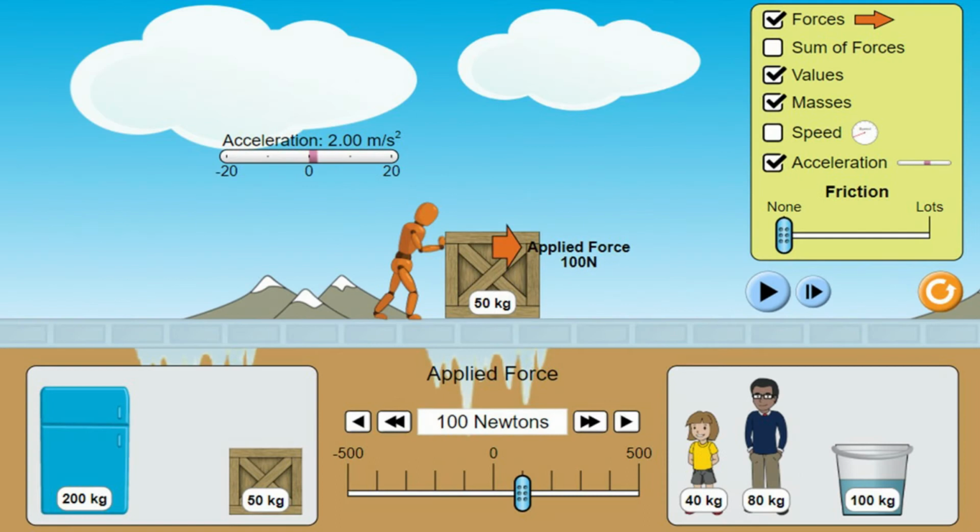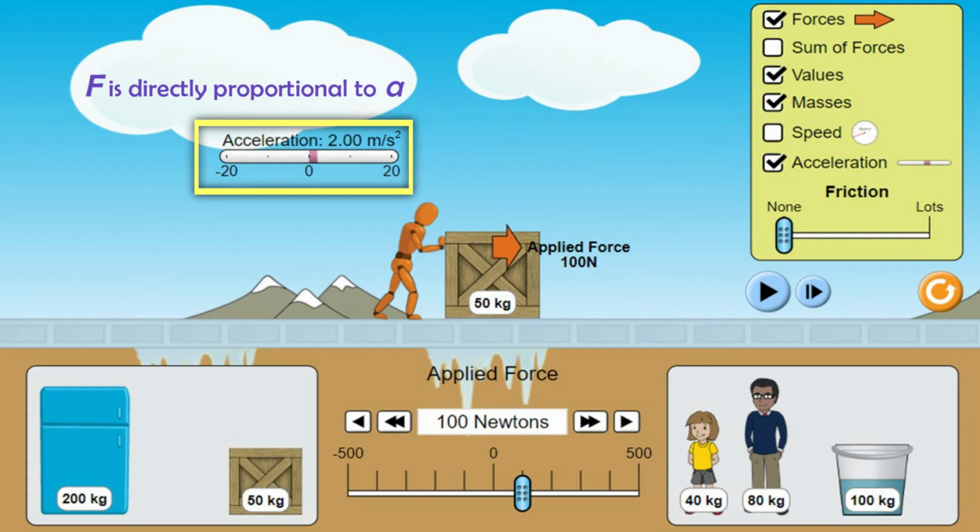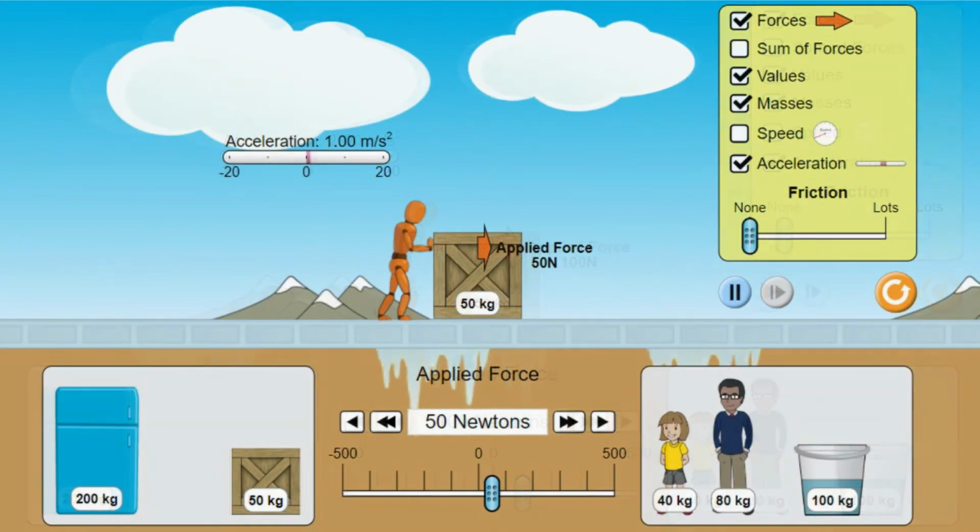When the force applied to the object was doubled to 100 newtons while keeping the mass constant at 50 kilograms, the acceleration became 2 meters per second squared. This is what directly proportional means. When force is doubled, the acceleration is also doubled at constant mass. For the mass, it is inversely proportional to the acceleration of the object.